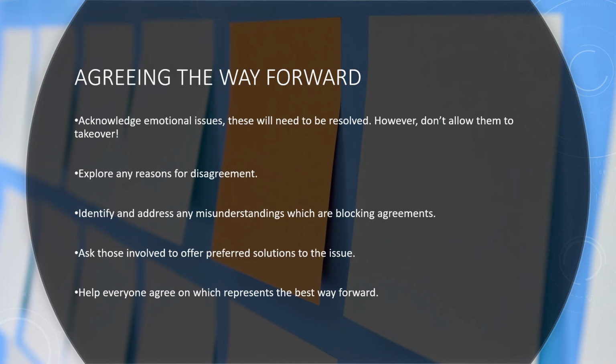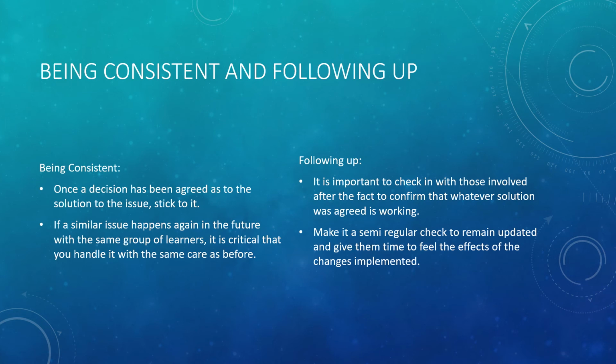Again, it's kind of similar to any reasons for disagreements. Ask those involved to offer preferred solutions to the issue. So maybe something's not working for someone. Maybe they have a solution that you could try for a few lessons, something like that. That might appease people. That might give them an option to go, oh okay, I've been listened to. And then help everyone agree on what represents the best way forward. So again, it's that whole collaborative, cooperative working together to solve the issue. So, nearly done.